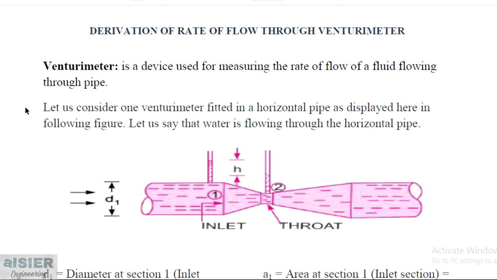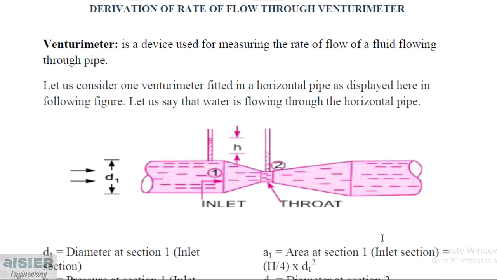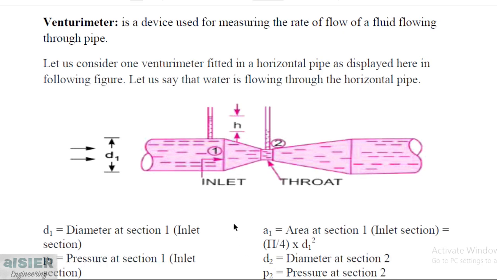To derive this expression, we have considered one Venturimeter which is fitted horizontally in a horizontal pipe as shown in this case. Let us say that water is flowing through this particular pipe. Now as we know, the Venturimeter has three components. First one is the converging cone. Second one is the throat, and third one is the diverging cone. Now to derive it we consider two sections, first at the inlet and second at the throat.